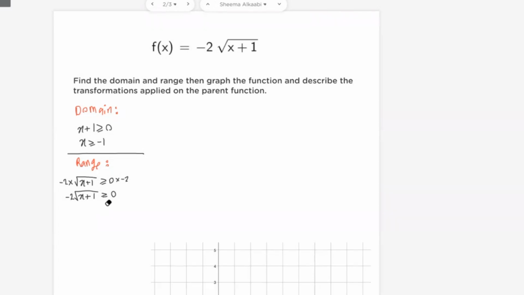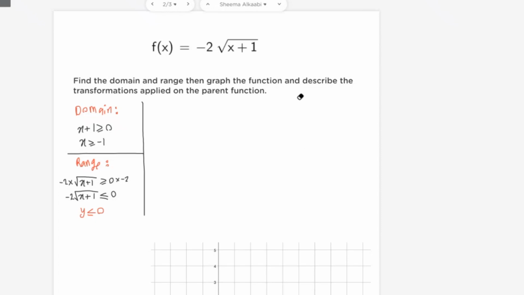Less or equal than 0, not more. Less or equal, because it's -2 multiplied by positive. So if you multiply -2 by positive, you get a negative. Okay. Now this is our range. So the range is y less or equal than 0. Write it in red. Y less or equal than 0, because this is my y.